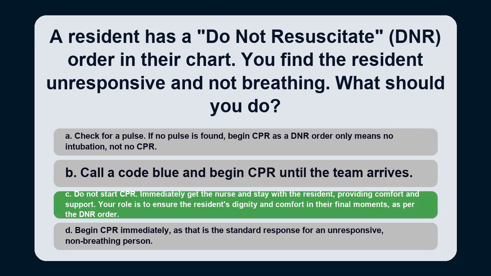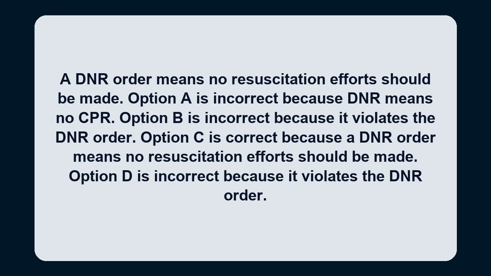The answer is C. A DNR order means no resuscitation efforts should be made. Option A is incorrect because DNR means no CPR. Option B is incorrect because it violates the DNR order. Option C is correct because a DNR order means no resuscitation efforts should be made. Option D is incorrect because it violates the DNR order.